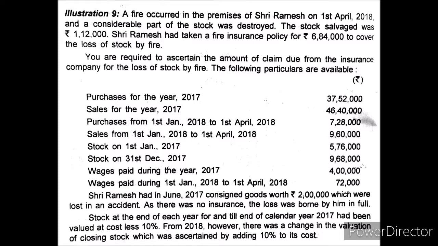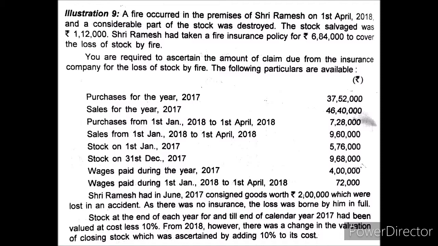You have the amount of sales from the beginning of the period to the date of fire, that is 1st Jan 2018 to 1st of April 2018. So these two pieces of information relate to the present year, the current period. You have stock on 1st Jan 2017, again previous year information, the opening stock of the previous year. Again you have stock on 31st December 2017, that is the closing stock of the previous year.